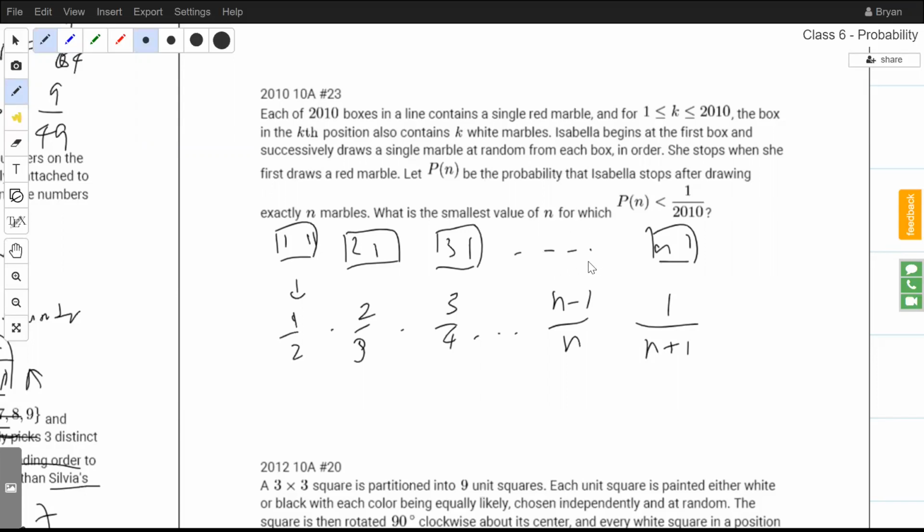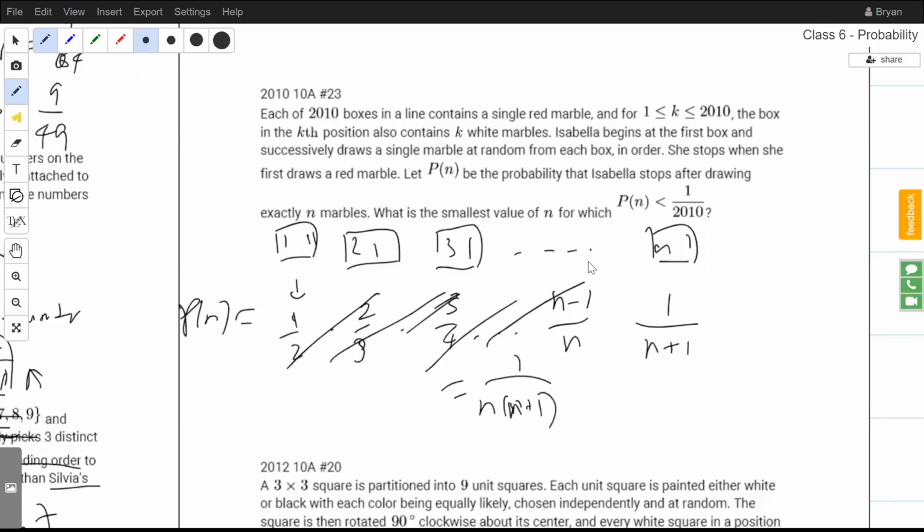Basically, this is going to be equal to P of n, and we can actually cancel out the denominator of a fraction with the numerator of the fraction right after it. Until eventually you're just going to get this equal to 1 over n times n plus 1. And from there, you just need to find the smallest n such that n times n plus 1 is greater than 2010. And this happens when n equals 45, which is the smallest one.